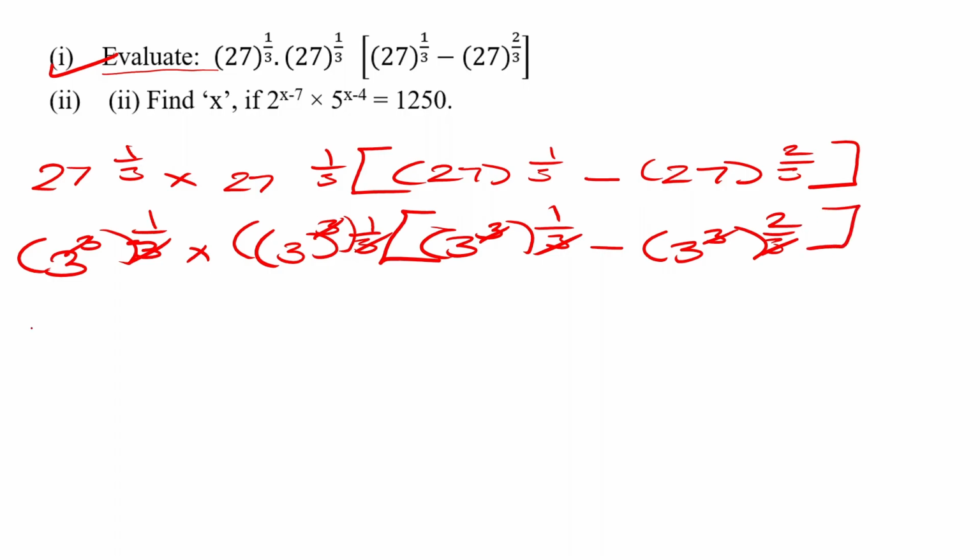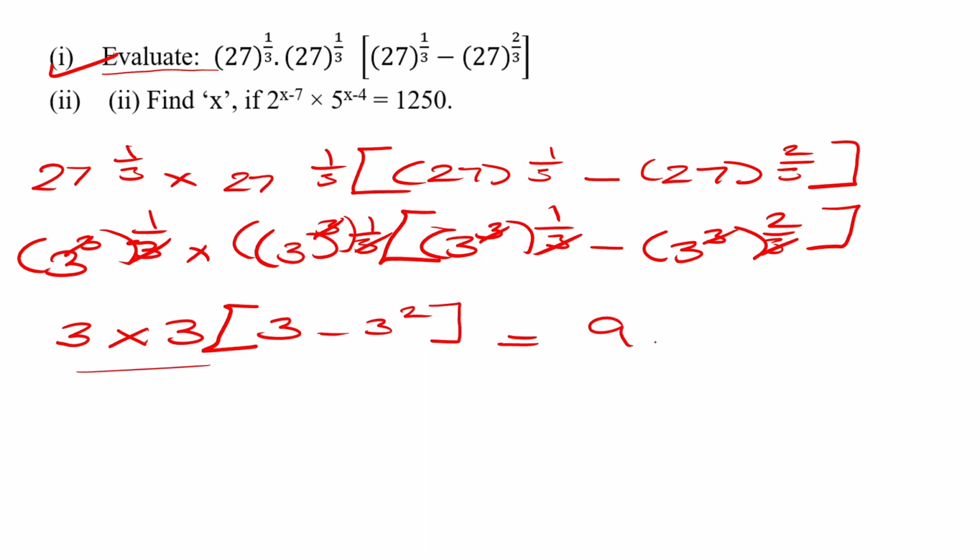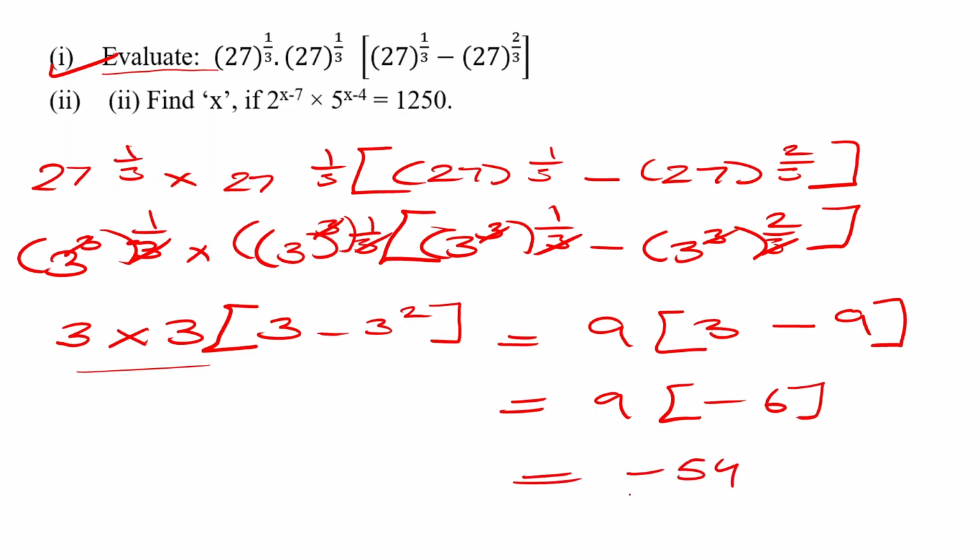Now if this expression is simplified, you're going to get 3 times 3 times again the same 3, but this is 3 square. So if we multiply, 3 into 3 is 9, times 3 minus 9. 3 square is 9. So when we get this right, it's 9 times minus 6. And finally we get the product as minus 54. I hope this was clear. Now let's move on to the next question.